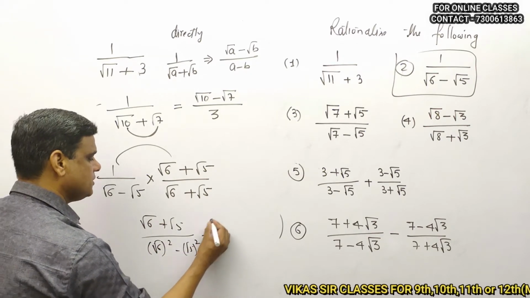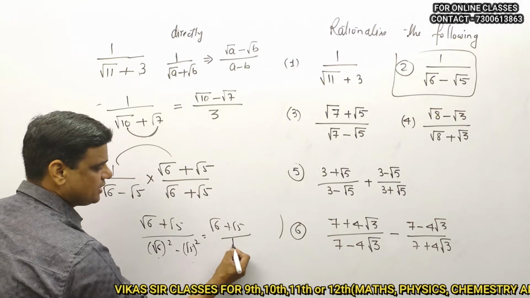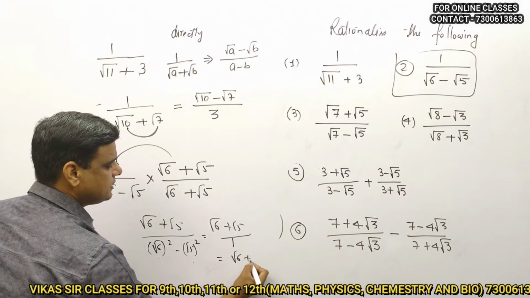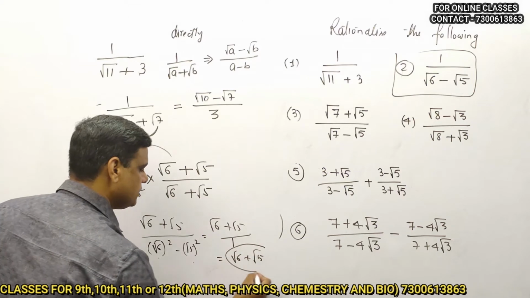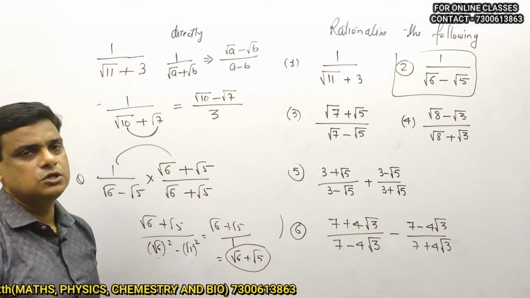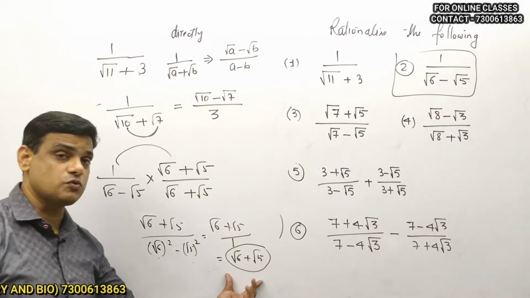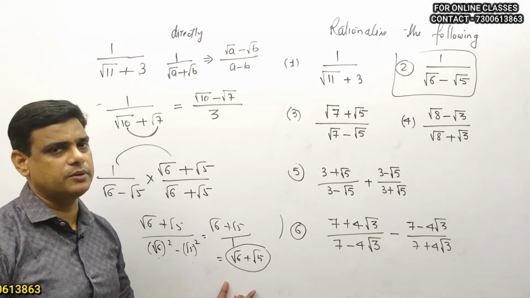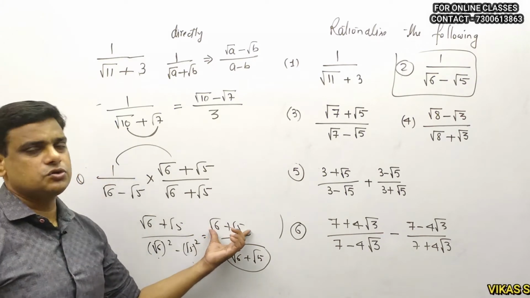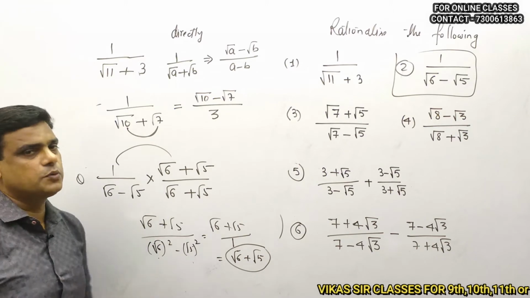So your answer will be root 6 plus root 5 upon 6 minus 5, that is 1, and we know that 1 in the denominator means nothing in the denominator. Root 6 plus root 5 would be the answer, right? So whenever the difference is 1, we need not write 1 in the denominator. The answer will be root 6 plus root 5 directly. I am sure it would be clear.